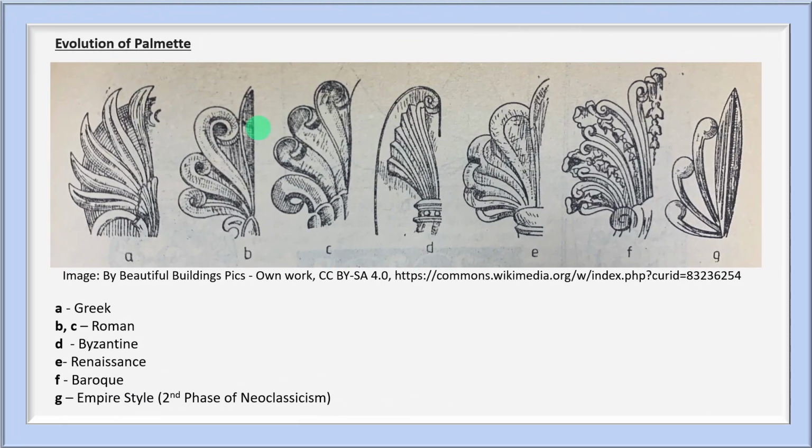This is basically the evolution of Palmette during different eras. First we have Greek, then this is a Roman version, these two B and C. D is a Byzantine version. E is from the Renaissance, F is Baroque, and G is from the Empire style, that was the second phase of Neoclassicism.